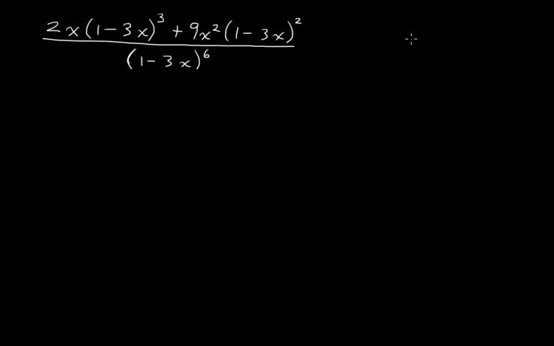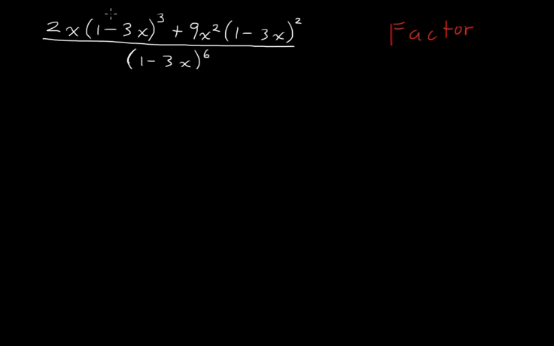Now the first step that we want to do with simplifying rational expressions is to factor. Specifically, I'm going to look for a factor that I know will cancel with something in the denominator. If you can't see it right away, then just factor everything.